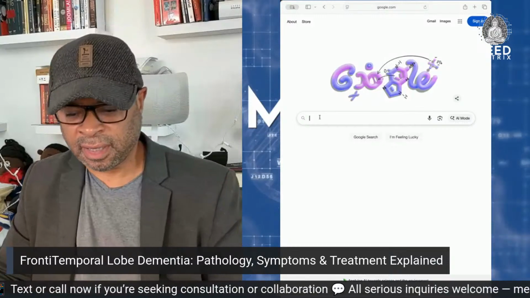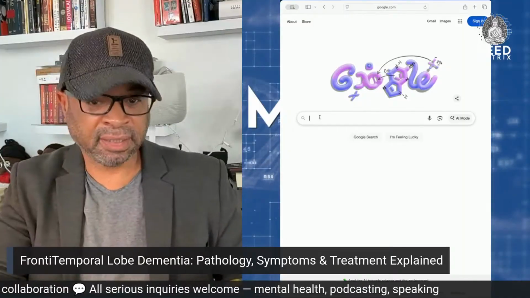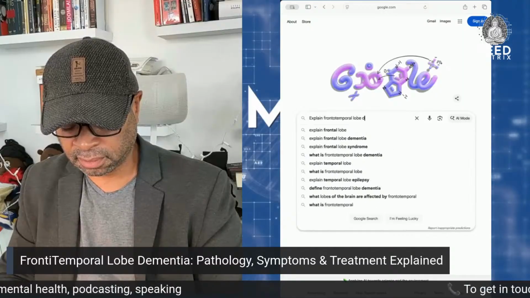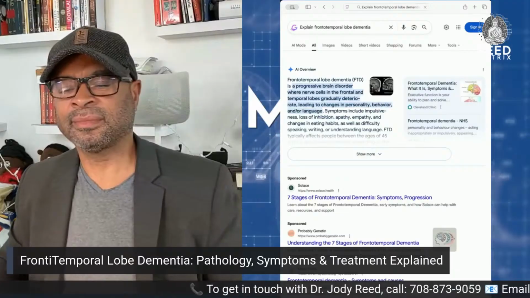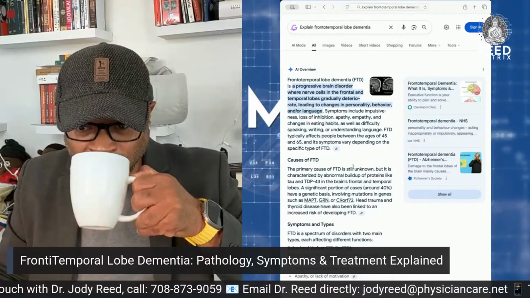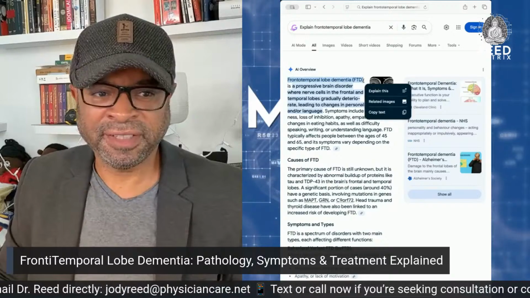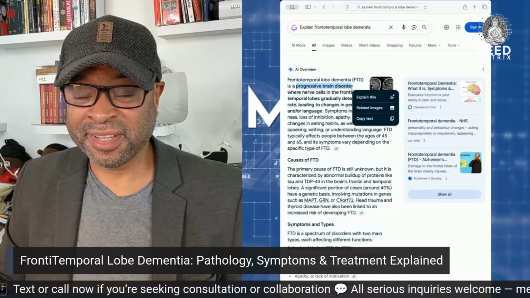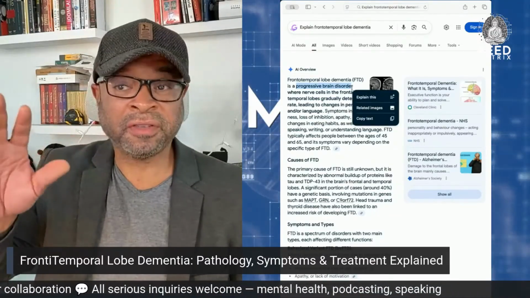Okay, here. Let me see, explain frontotemporal lobe dementia. Frontotemporal lobe dementia, or FTD, is a progressive brain disorder. Remember I said progressive? It starts at one area. They can have damage to multiple areas, or it can continue to progress. And this thing evolves over time.